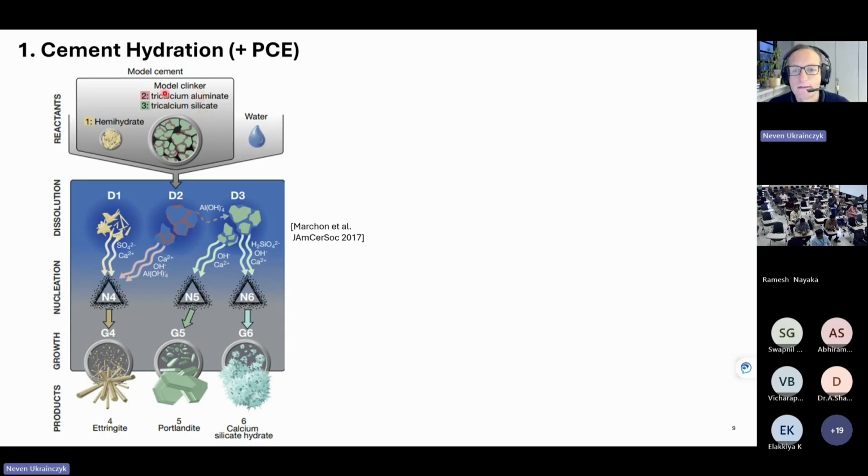And we need gypsum or hemihydrate because we want to regulate the setting time. And we have the water, and when you mix this, we have these amazing reactions. First we have the dissolution of the minerals. So we have the ions, the calcium and silicate ions, they are here.